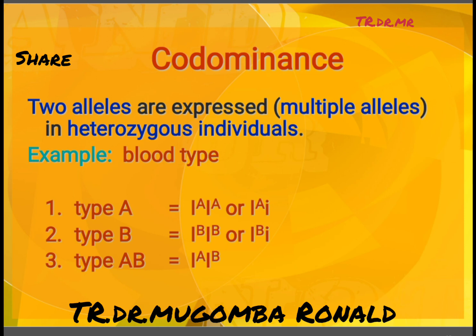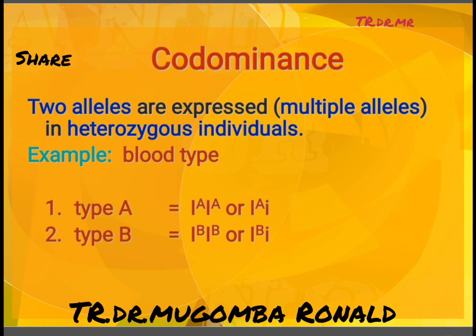And then the allele for blood group A and blood group B are codominant to each other. That means that they can equally express themselves when they are present. That is why the person will end up with blood group AB.